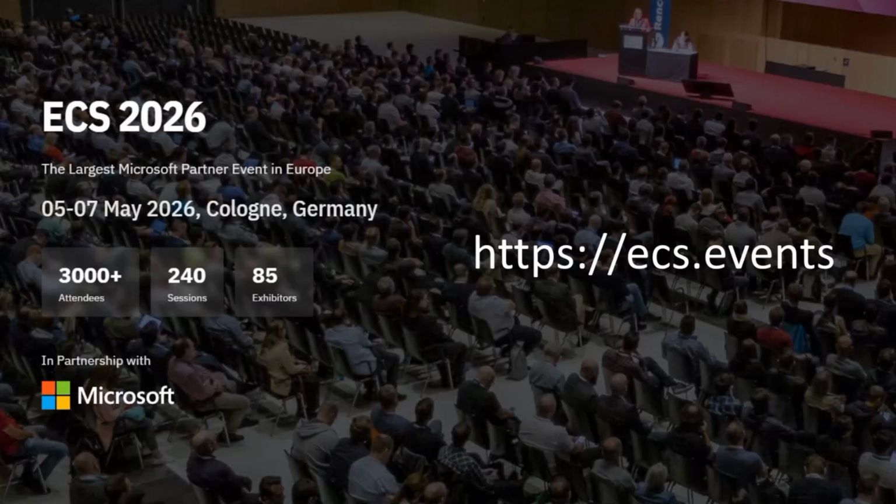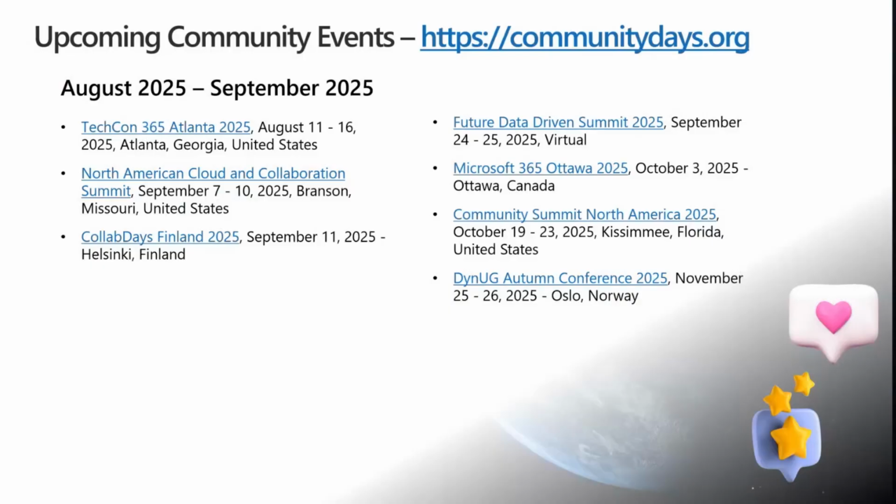And did I say there were more events? Yes, there are. ECS 2026 is happening from May 5th to 7th in 2026 in Cologne, Germany. Over 3,000 attendees, 40 sessions, and 85 exhibitors. And I will see you there. Now, if you want to see what's happening in the community itself and you want to keep up, you can go to communitydays.org, where all the events that we mentioned and more are listed.